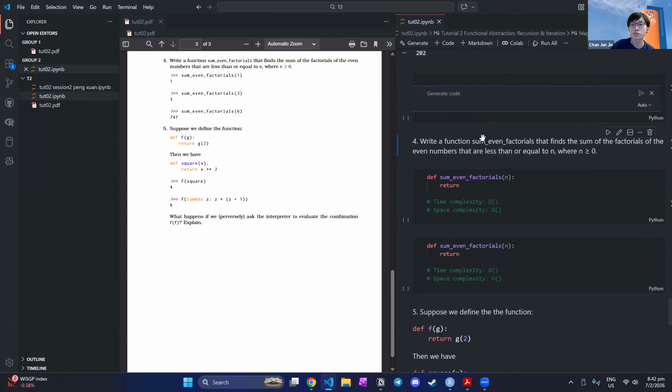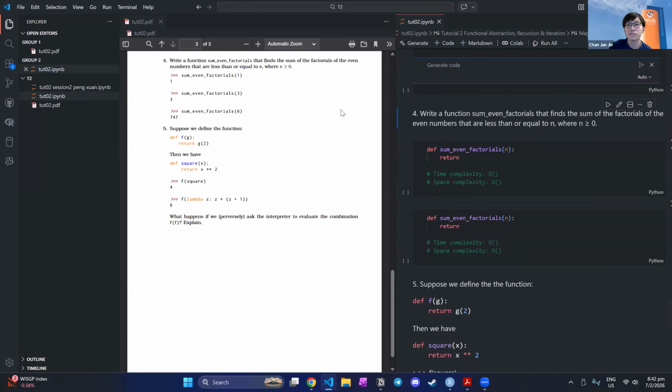Right, okay, let's move on to question 4. Write a function, sum even factorials, that finds the sum of the factorials of the even numbers that are less than or equal to n, where n is more than or equal to 0. Can I see your answers? Just paste them in the chat.